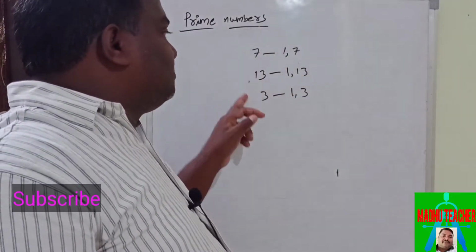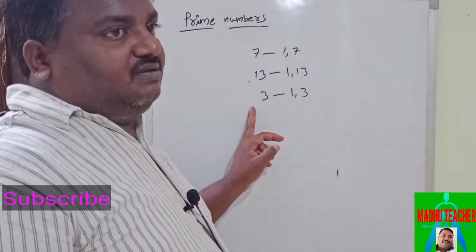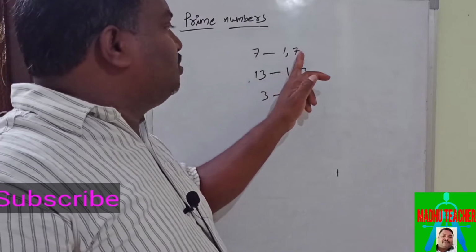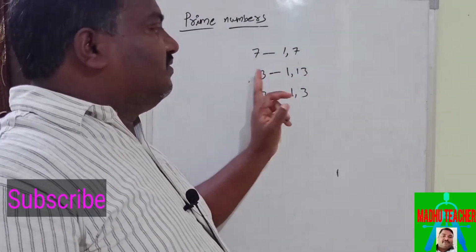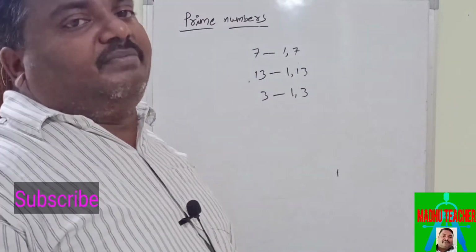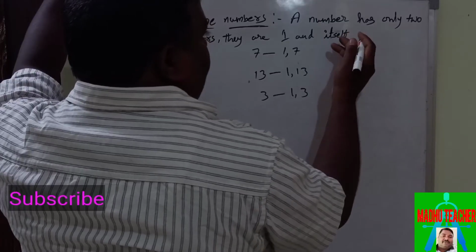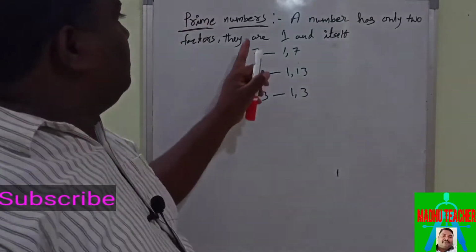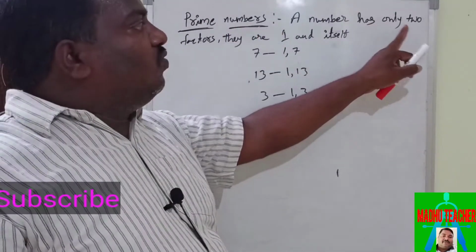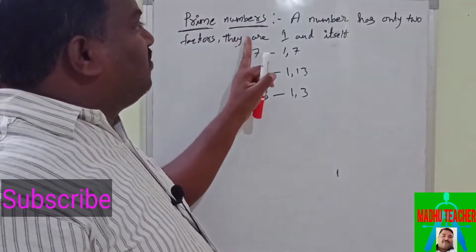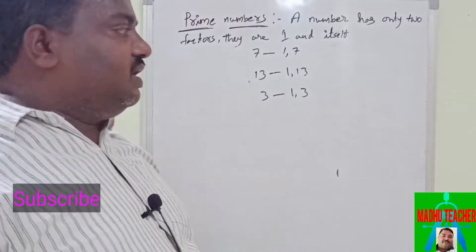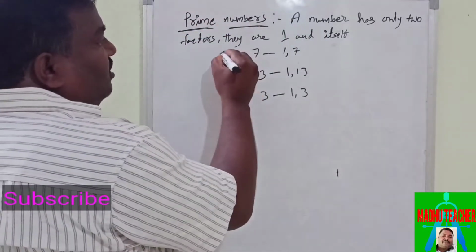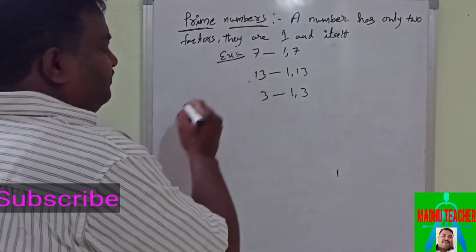The numbers which have only two factors, 1 and itself, are called prime numbers. These are the examples for prime numbers.